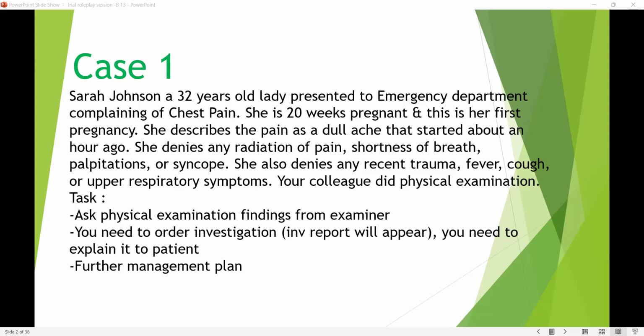If she has no fever, okay. She is pregnant and has no respiratory symptoms, so no chest X-ray is needed. I can ask for D-dimer to exclude pulmonary embolism, but she has no signs of DVT. Okay.